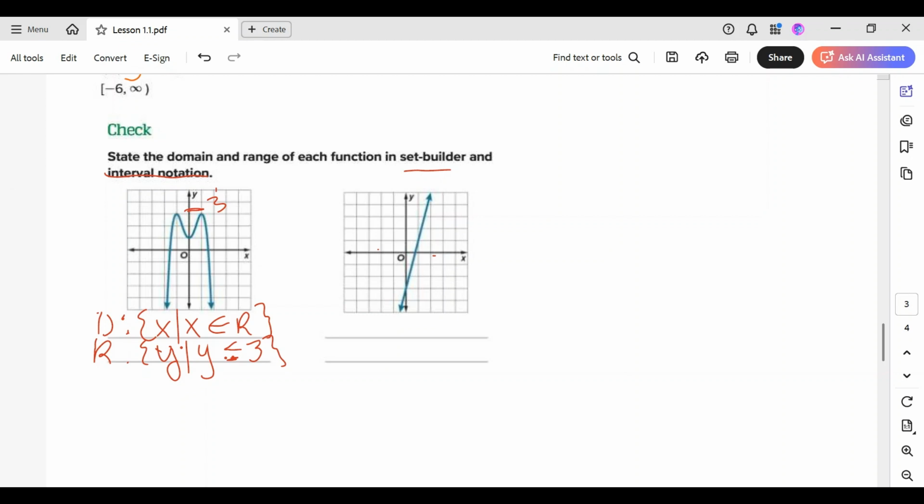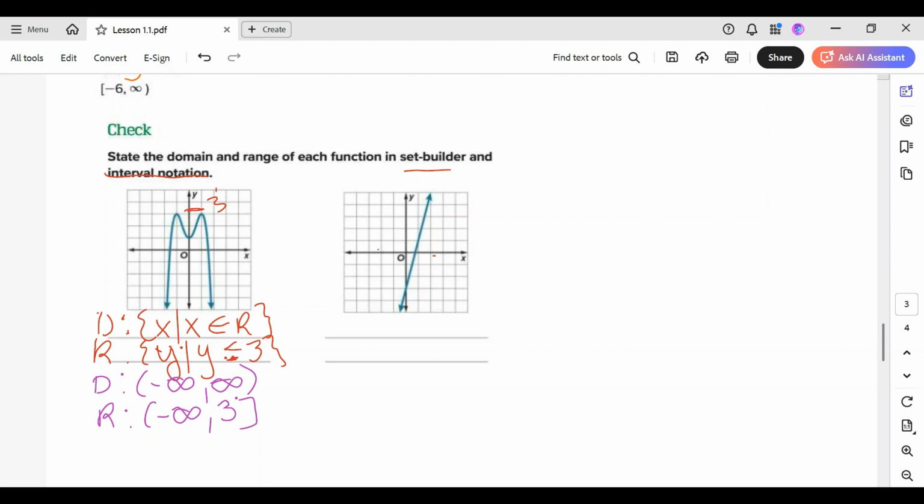This is set up in set builder, but now they want interval notation. Interval notation, remember, that is just the parentheses part. So our domain is going to be -infinity to +infinity because we are all real values. Our range, since 3 happens to be the highest point and there's no break, you're going to go from -infinity to positive 3 with a bracket.